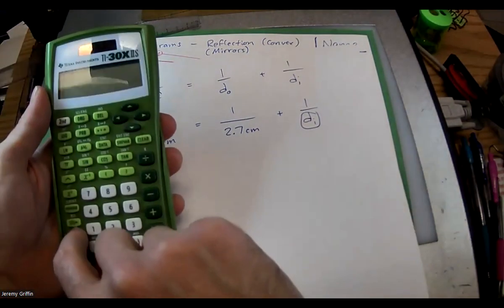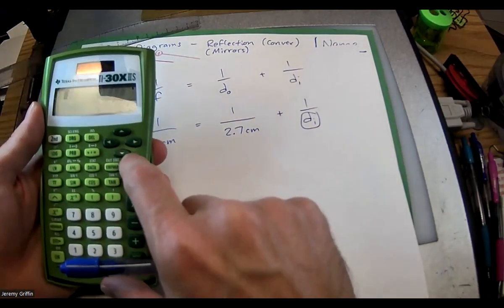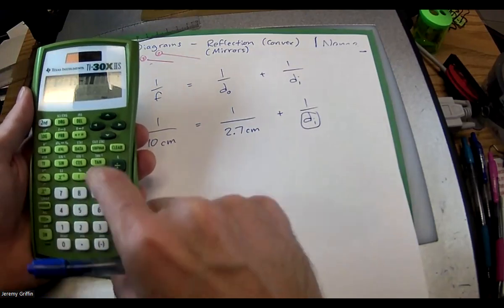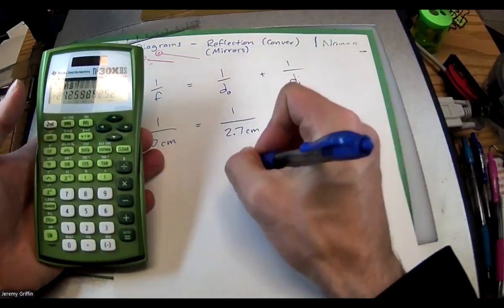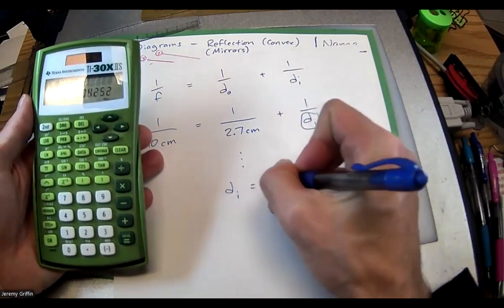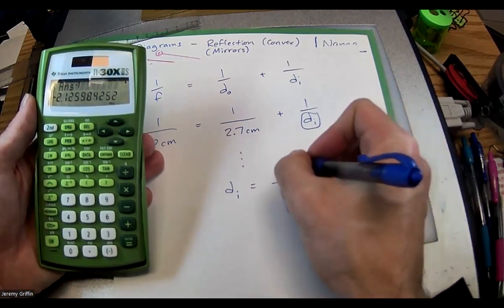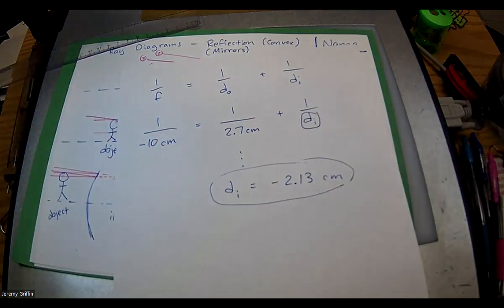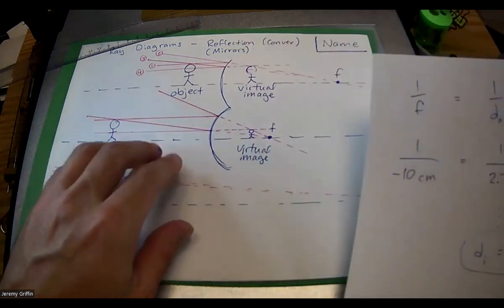So I'll take 1 over negative 10. 1 over -10. We're going to subtract 1 over 2.7, and then take the reciprocal of that. Cut through some algebra here. Getting distance image is -2.13 centimeters. Oh, remember I just measured it, that it looked like it was about -2.5 centimeters on my paper. That's really close to that, isn't it? All right, so that is good. That is good. All right, let's try it for the second one.